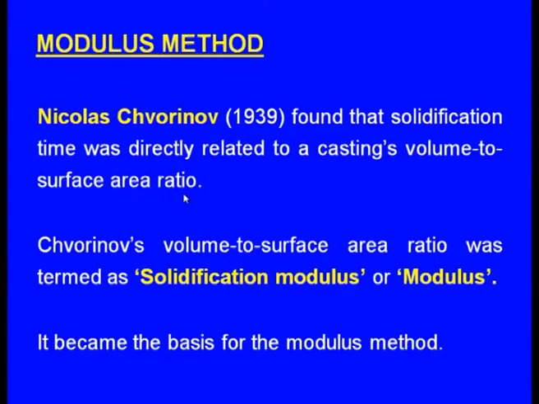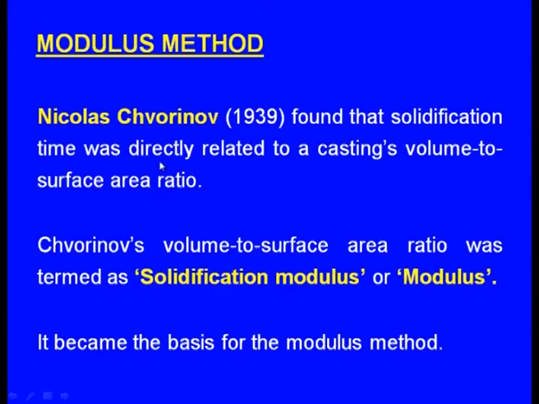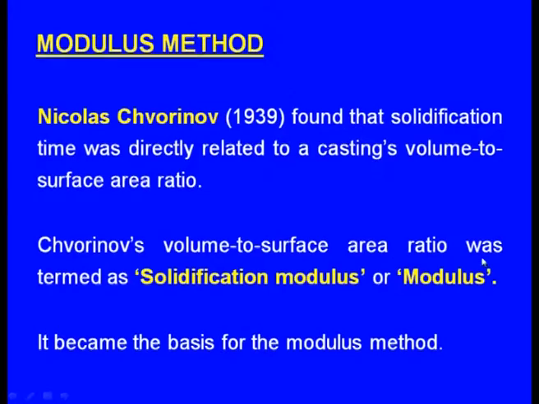So, we have seen Kane's method. Now, let us see the modulus method. The modulus method is based on Nicholas Chvorinov's work. He conducted an investigation in the year 1939, and he found that solidification time was directly related to the casting's volume to surface area ratio. Chvorinov's volume to surface area ratio was termed the solidification modulus, or simply modulus.